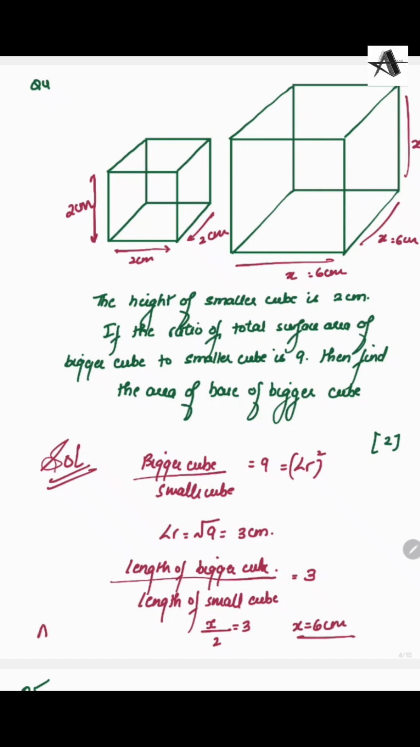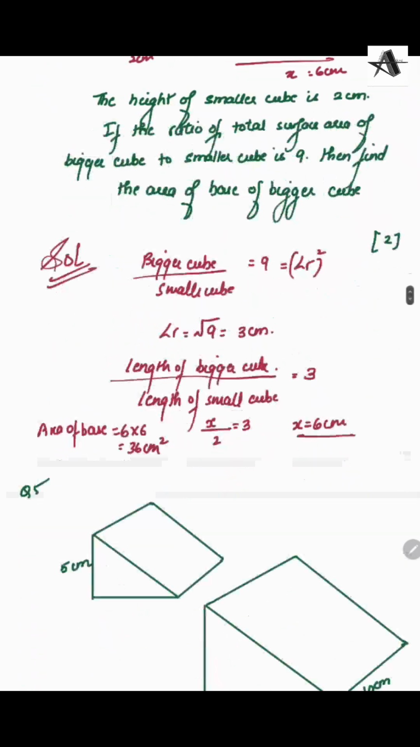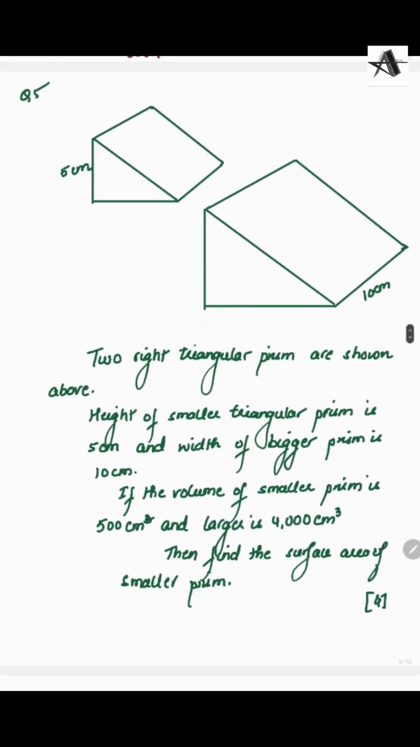So area of base of the bigger one is 6 times 6, which is 36 centimeters squared. It's a square, so length times length will give you 36 centimeters squared as the area of base. We are talking about this one only. So in base, this is a square of length 6 centimeters. Moving on to the next question.